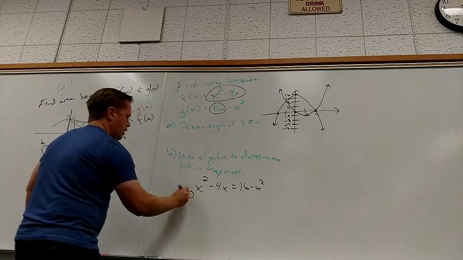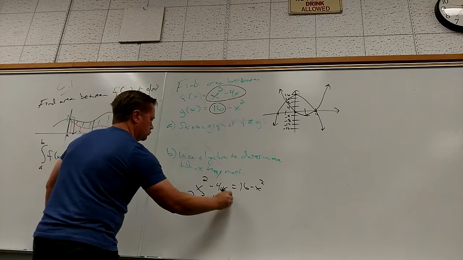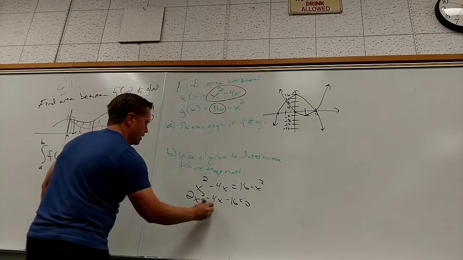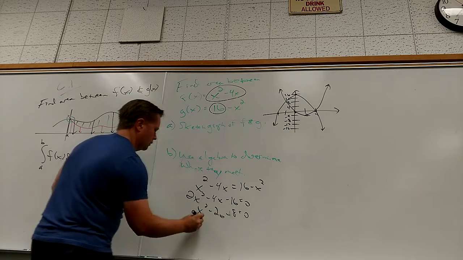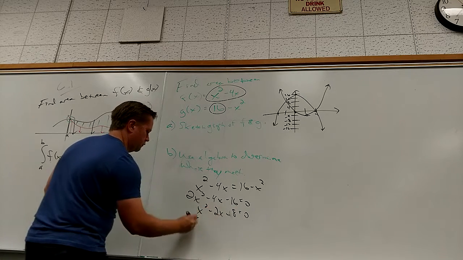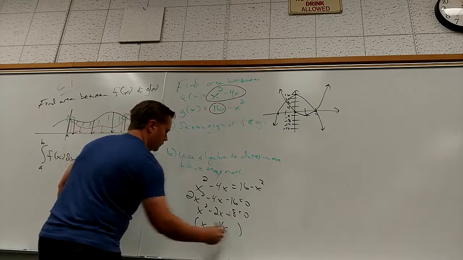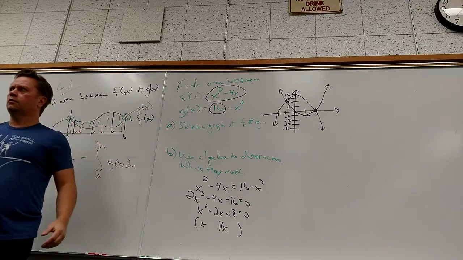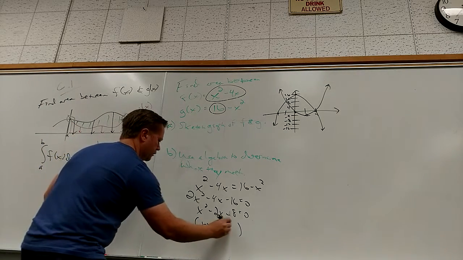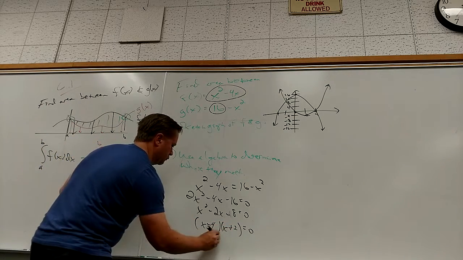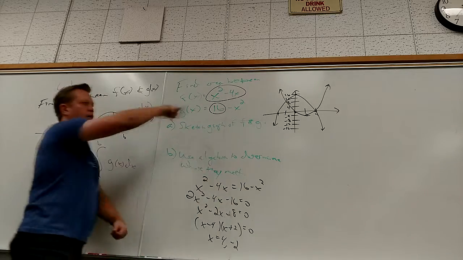Add x squared, subtract 16, divide by 2, and then how do you factor this thing? Use the quadratic formula? Just slap yourself. How do you factor this thing? Yeah, negative 4, I like it. So you get x equals 4, like we knew, and negative 2, like we guessed.